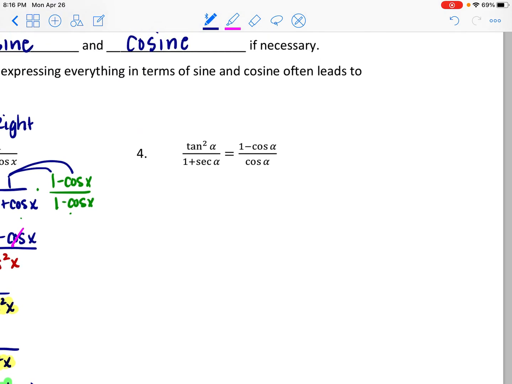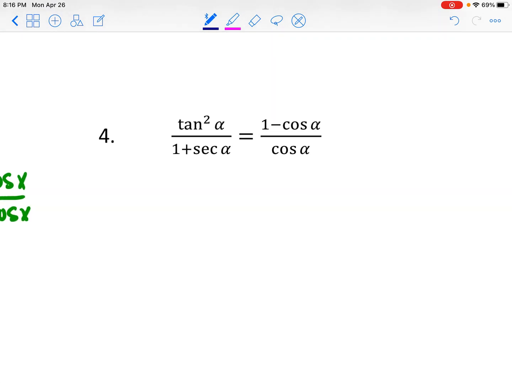Now if you look at this last one, we're supposed to try to choose a side that looks more complicated. In this case, and this will happen sometimes, the level of complication looks the same on both sides. So I would actually on this one try to simplify both sides down to the same expression.